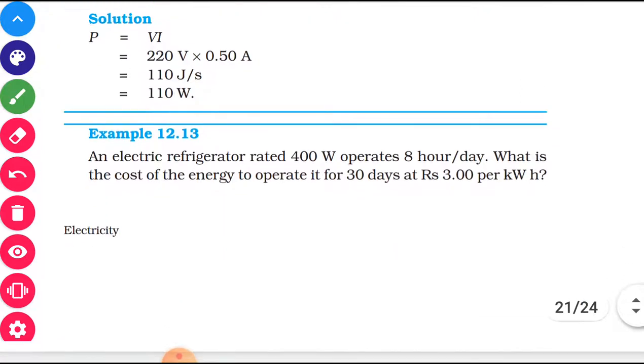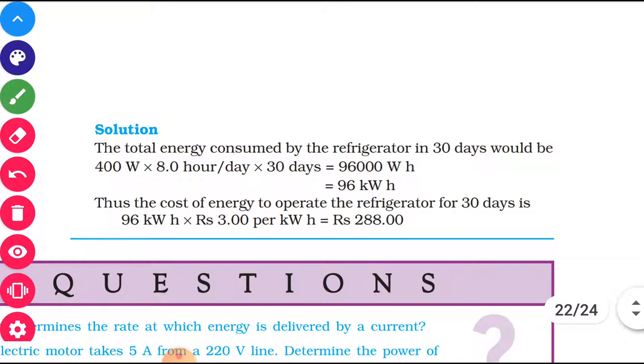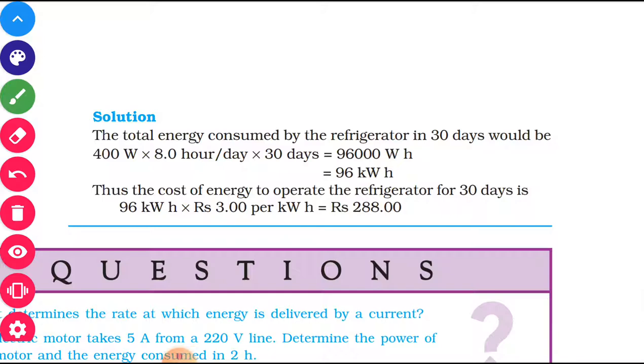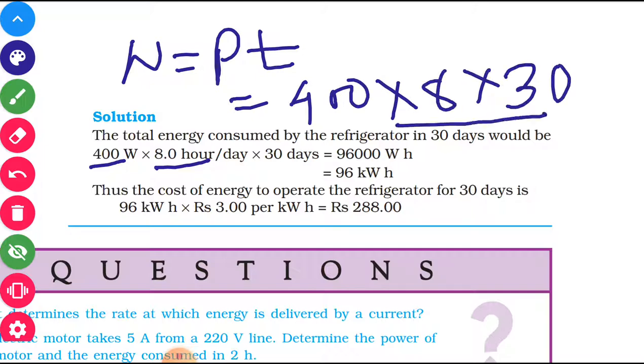Okay. Then, an electric refrigerator rated 400 watt is operated 8 hours a day. 8 hours we are using. What is the cost of energy to operate 30 days at the rate of 3 rupees per kilowatt hour? So again we just find out the total energy utilized. Okay, in one day it will be 400 watt into time. Power multiplied by time is nothing but energy. So energy utilized in a day is nothing but 400 watt multiplied by 8 hour. And if for 30 days we want to calculate, then multiply by 30, that is the number of days.